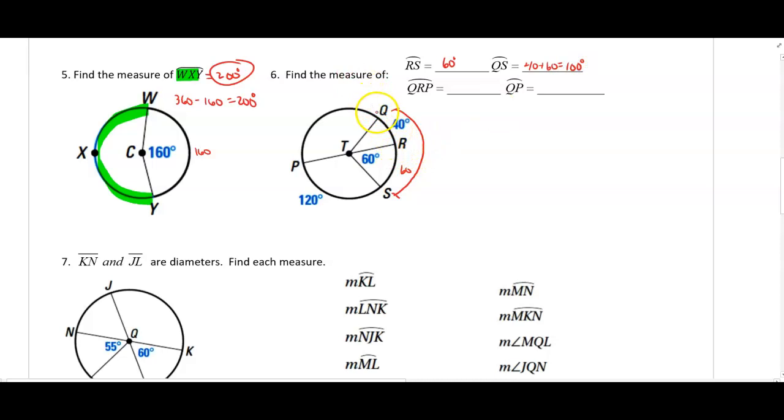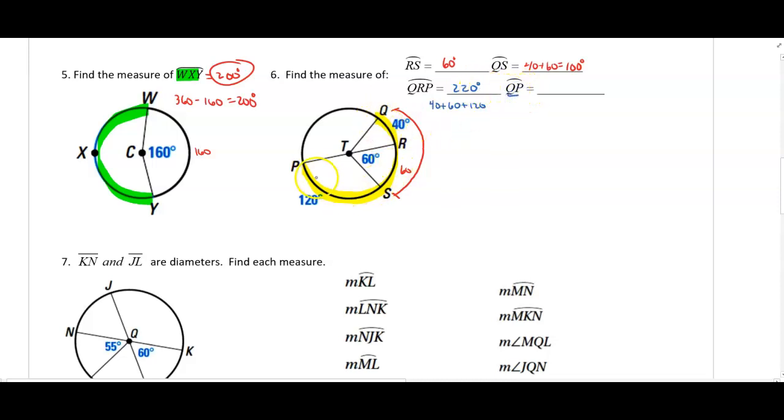Now, QRP, I'm actually going to follow that in the order they give me. QRP, what am I going to do? I'm going to add all 3 of those arcs. So I'm basically going to do 40 plus 60 plus 120 would give me 220 degrees.